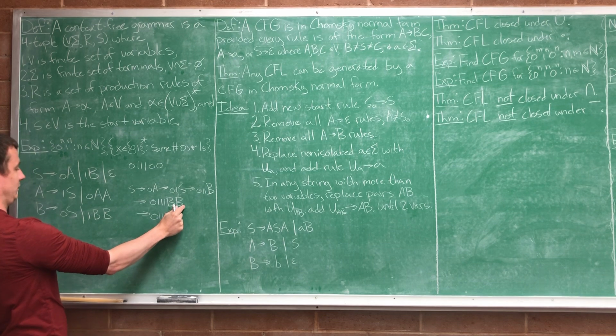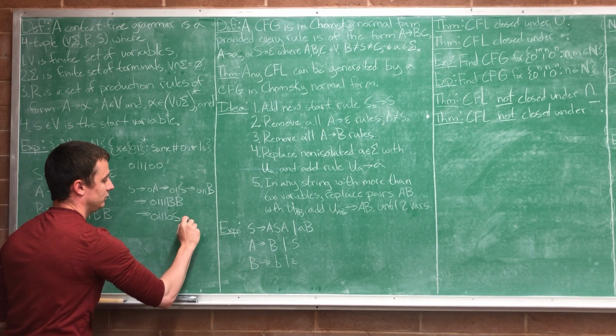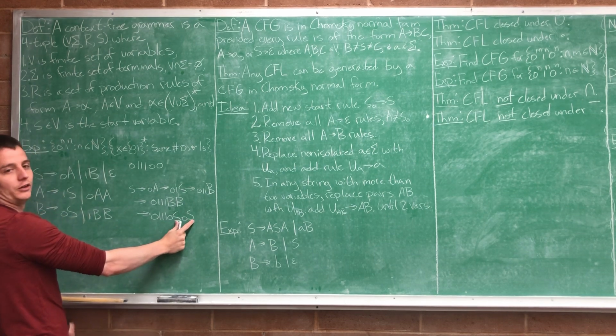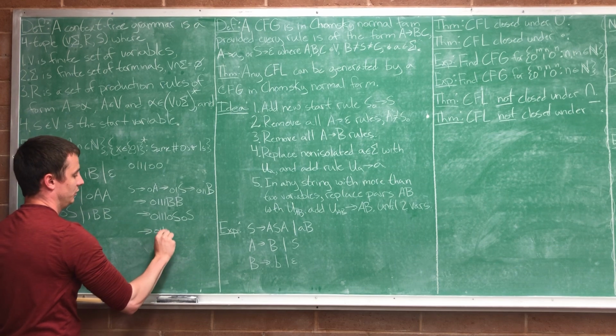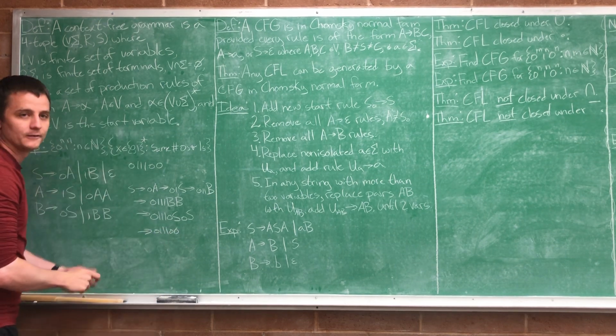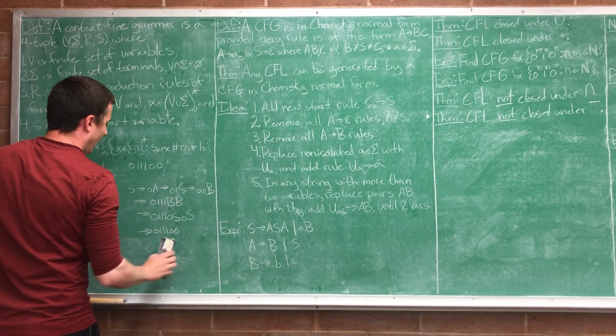Let's replace this B at the same time. What are we going to replace this B with? 0s. Another 0s as well. And then both those S's we're going to replace with empty string, which is going to leave us 0, 1, 1, 1, 0, 0. Perfect. So that's one way we could have done this language.